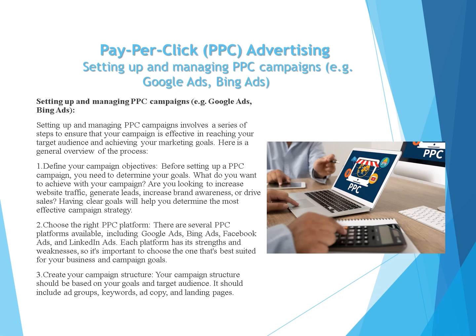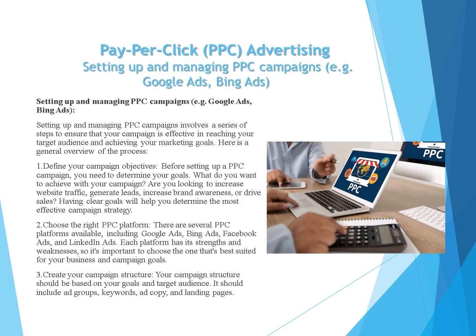Setting up and managing PPC campaigns involves a series of steps to ensure that your campaign is effective in reaching your target audience and achieving your marketing goals. Here is a general overview of the process. 1. Define your campaign objectives. Before setting up a PPC campaign, you need to determine your goals. What do you want to achieve with your campaign? Are you looking to increase website traffic, generate leads, increase brand awareness, or drive sales?